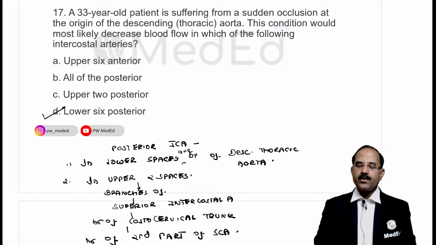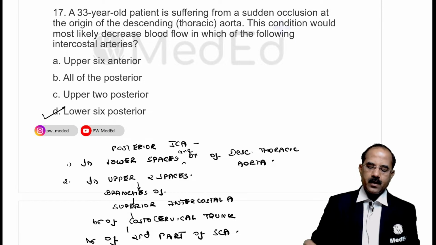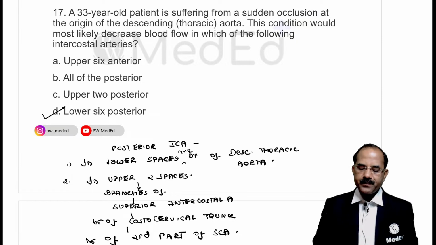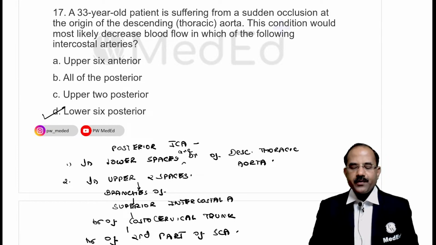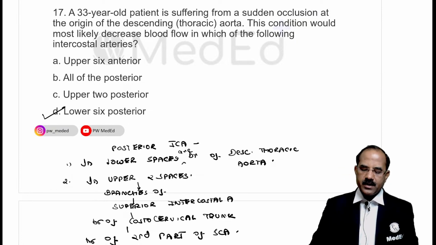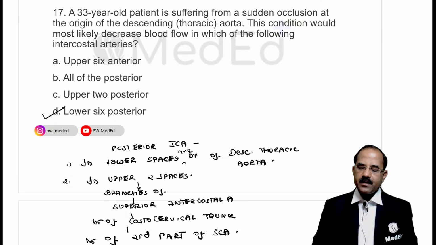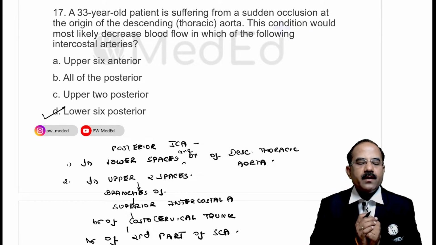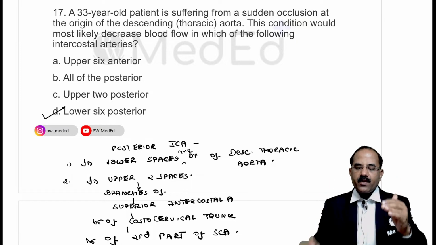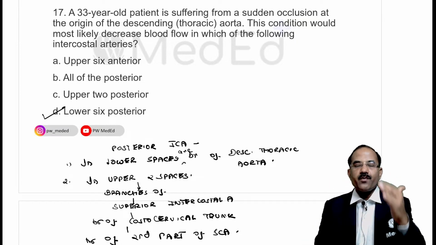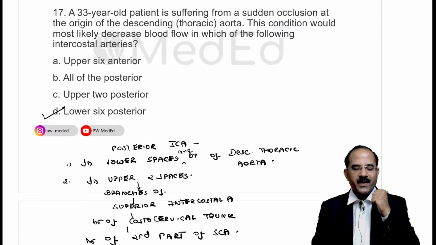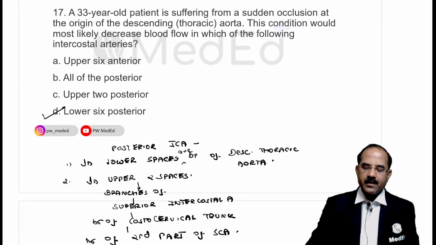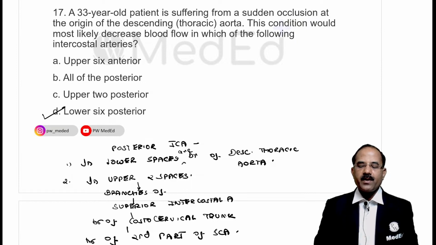Okay, students, is this clear to all of you? I'll just repeat this. We are discussing the posterior intercostal arteries. Posterior intercostal arteries in the lower spaces are branches of what? This is a little difficult. They are branches of the descending thoracic aorta.